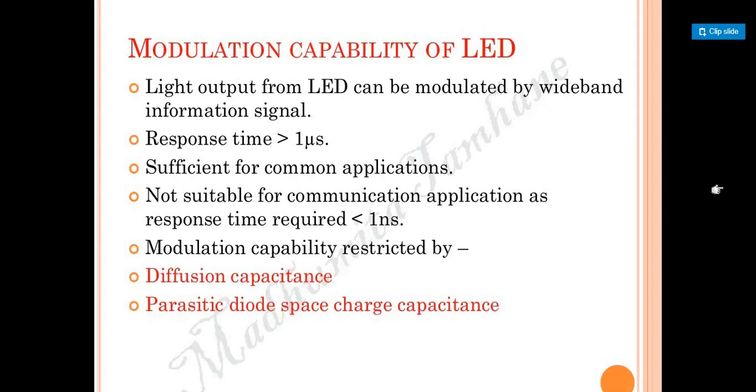Basically, light output from an LED can be modulated by a wideband information signal. The response time should be greater than 1 microsecond, which is sufficient for common applications. It is not suitable for communication applications where the response time should be less than 1 nanosecond. Modulation capability is restricted by two parameters. One is diffusion capacitance, the second is parasitic diode space charge capacitance.